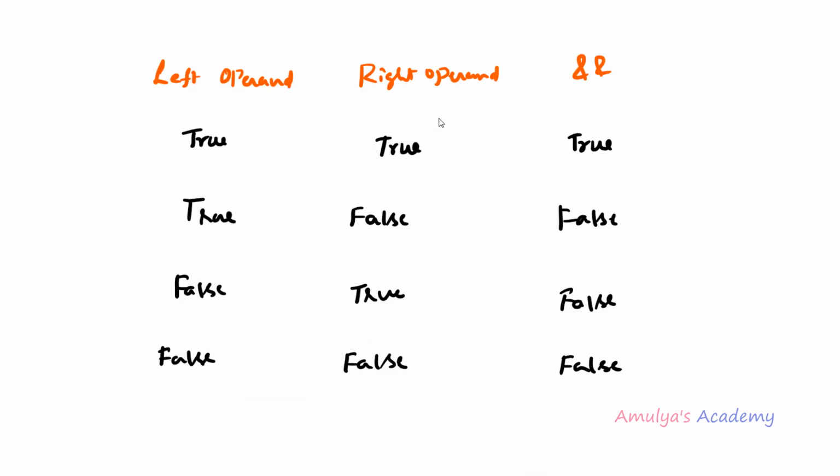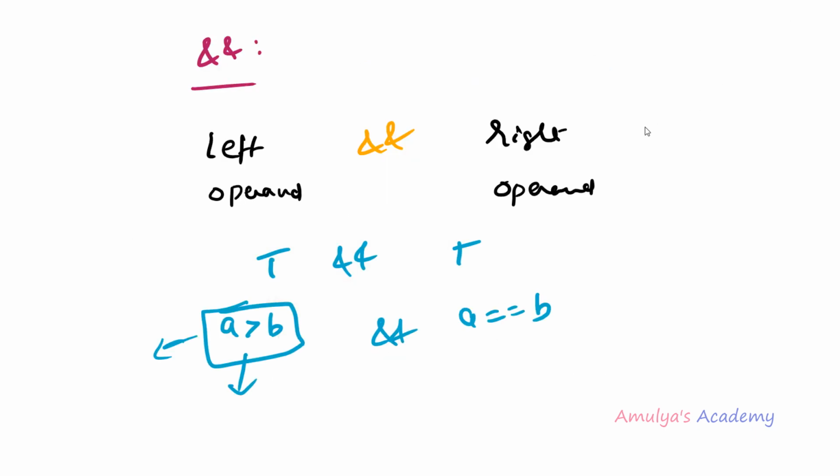Here we have the left operand, the right operand, and this is the logical AND operator. You can have true, true, true. So if the left operand is true and the right operand is true, then it will give the output as true. Otherwise it will give output as false. Here the left operand is true, the right operand is false, so the output is false. Left operand is false, right operand is true, output is false. If both are false, then also the output is false. Okay, so this is about the logical AND operator.